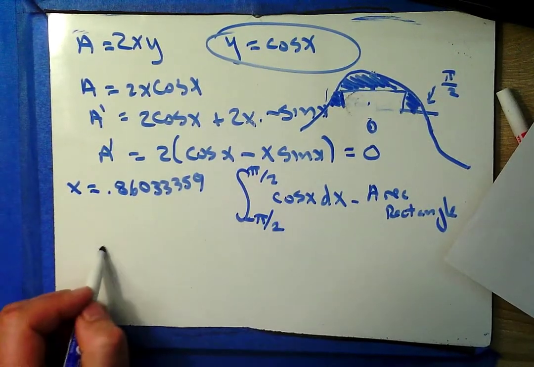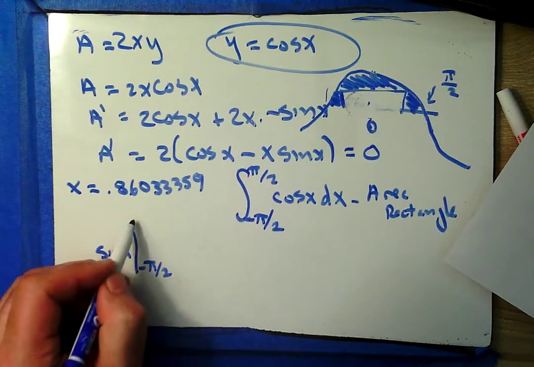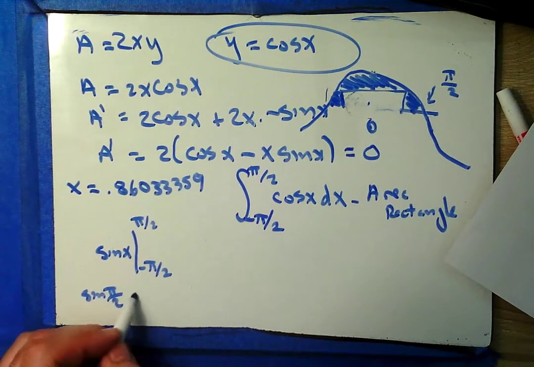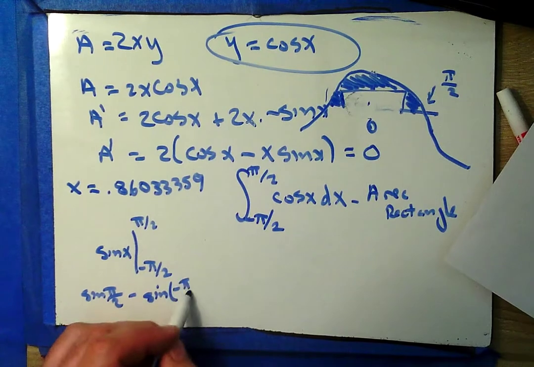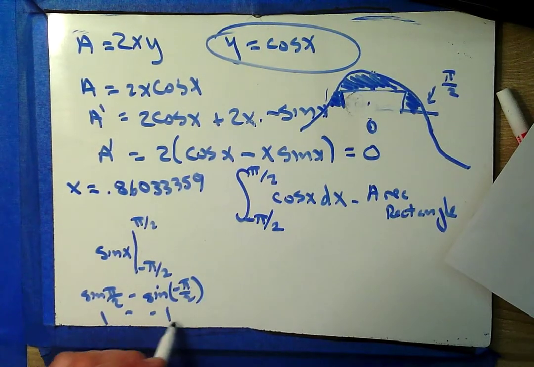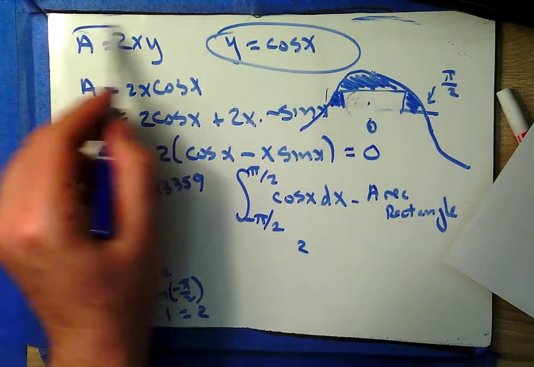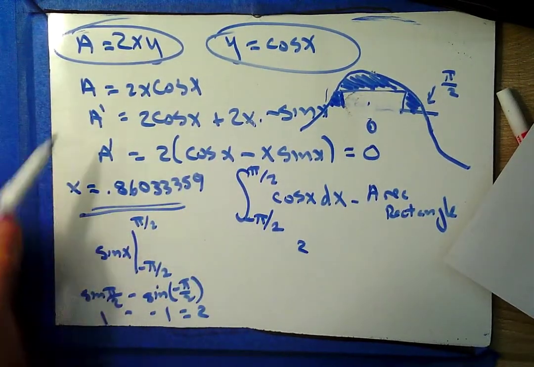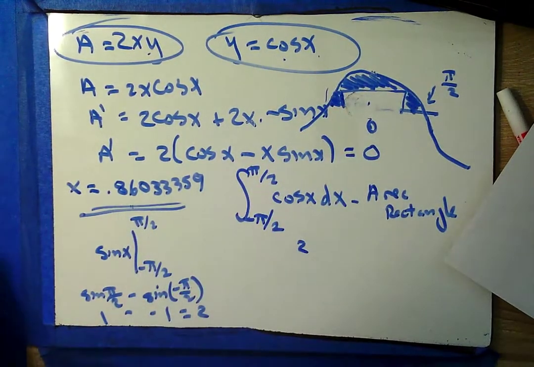Okay, so here we've got sine from negative pi over 2 to pi over 2. So sine of pi over 2 minus sine of negative pi over 2, which is 1 minus negative 1, or 2. So that part is 2. Now what about the area of this rectangle? Well, the area of the rectangle is 2 times this x value times y. Well, what's the y value? It's the cosine at this point.